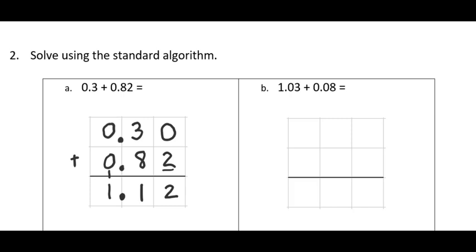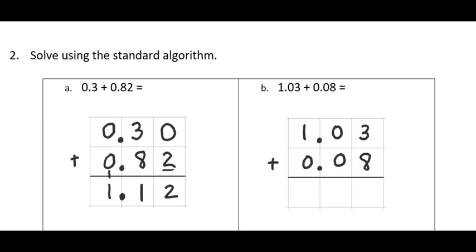Moving on to question B. Again, I need to look at the numbers carefully because I want to be able to line up my decimal points, ones on top of ones, tenths on top of tenths, etc. So let's put 1 decimal point, 0, 3, and down below we'll put the 0, 0, 8, making sure our decimals are lined up. And I can add these now.